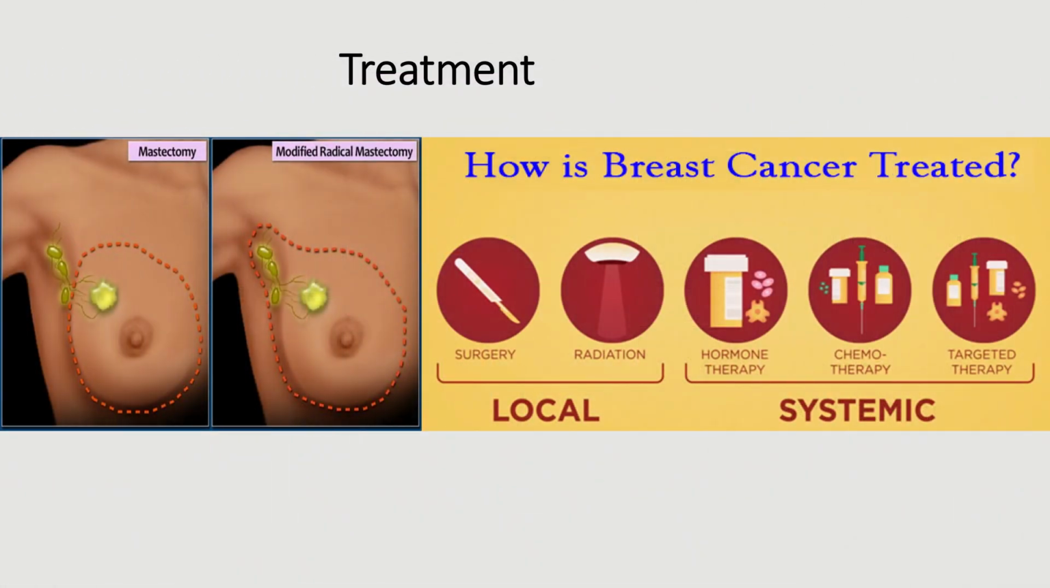Medical management of mammary gland malignancy includes surgical removal of cancer tissues, radiation therapy, hormone therapy, chemotherapy, and targeted therapy. The surgical removal of mammary gland is known as mastectomy. Sometimes a radical mastectomy is done. In radical mastectomy, the whole of the breast is removed along with the axillary lymph nodes as well as the pectoralis major and minor muscle.